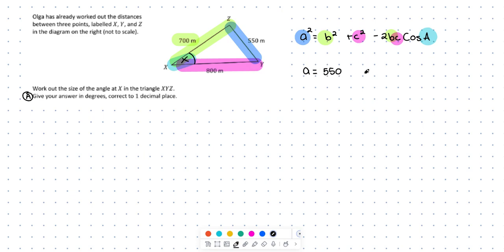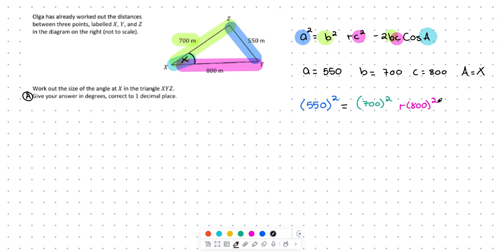I've got a is going to be filled in as 550. b is going to be filled in as 700, c is going to be filled in as 800, and the capital A for angle, I'm going to use the letter x. So then we fill in the formula, right? I'm going to have a squared, so it's going to be 550 squared. Then I'm going to have is equal to b squared, which is going to be 700 squared.